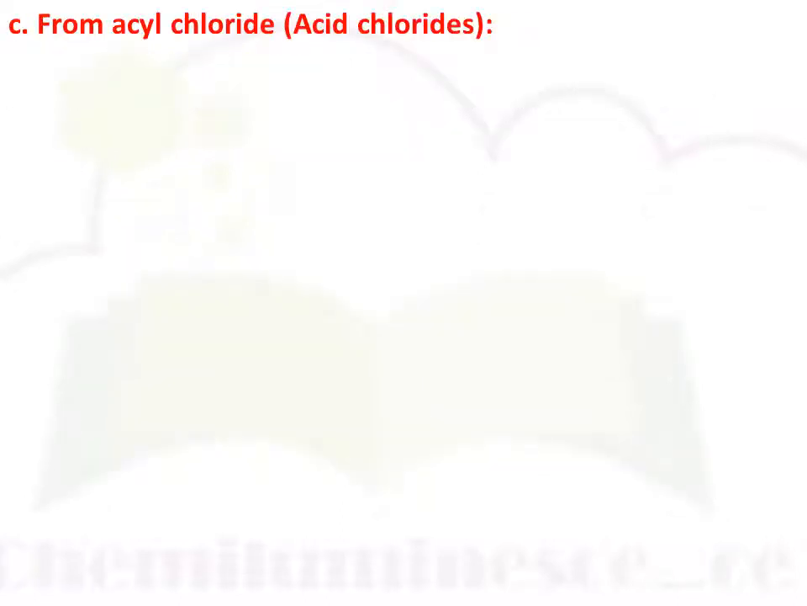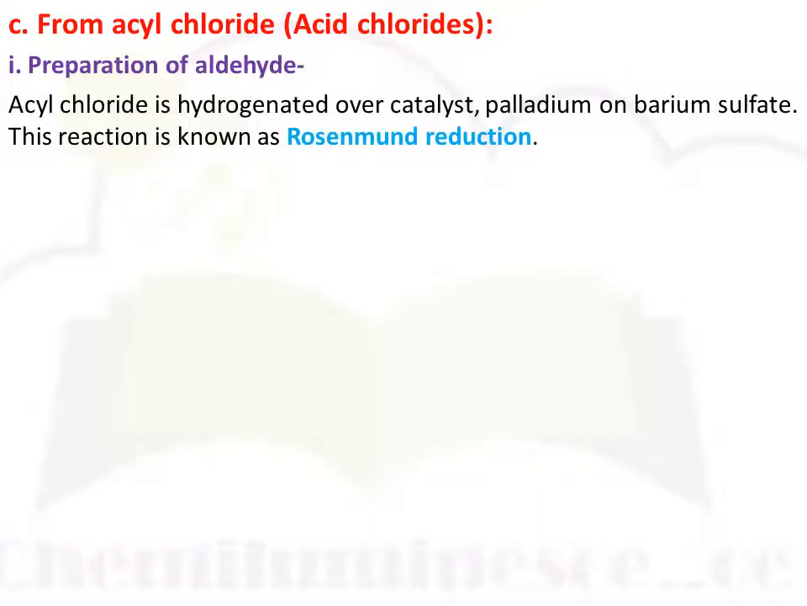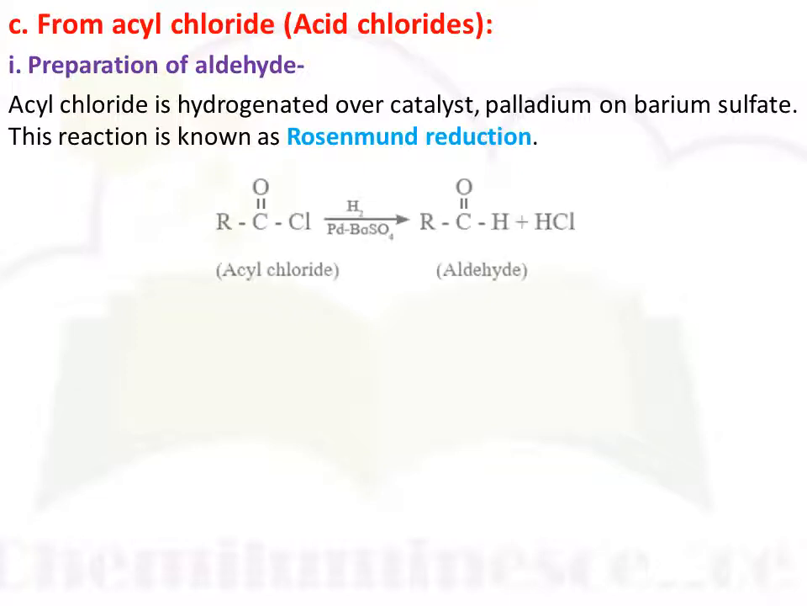Next method of preparation of aldehyde and ketone is from acyl chloride or acid chloride. In that, first we will study preparation of aldehyde. Acyl chloride is hydrogenated over a catalyst, and the catalyst is palladium on barium sulfate. This reaction is known as Rosenmund reduction. Reduction means addition of hydrogen. Let's see with the help of a general equation.